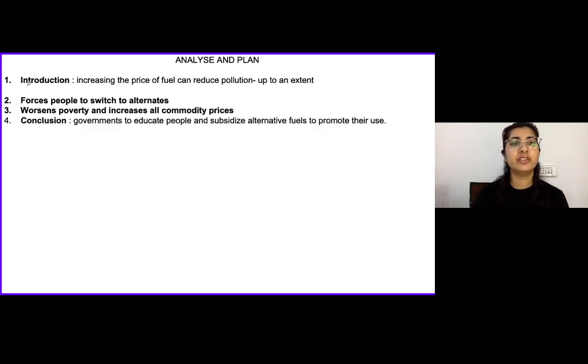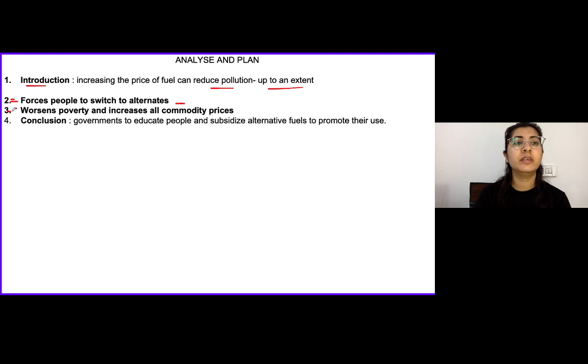So introduction, I would write increasing the price of fuel can reduce pollution. However, up to an extent, that's my opinion. And then my two and three here are my body paragraphs. So my second body paragraph, I'm writing one reason which supports this because I'm partially agreeing. It forces people to switch to alternates. That is my reason, yes. So because it forces people, eventually it makes sure that the pollution level or the emissions go down.